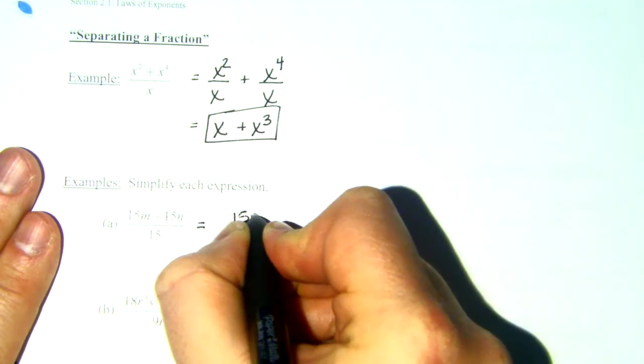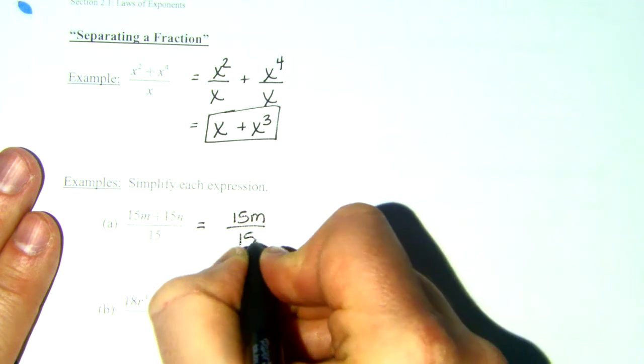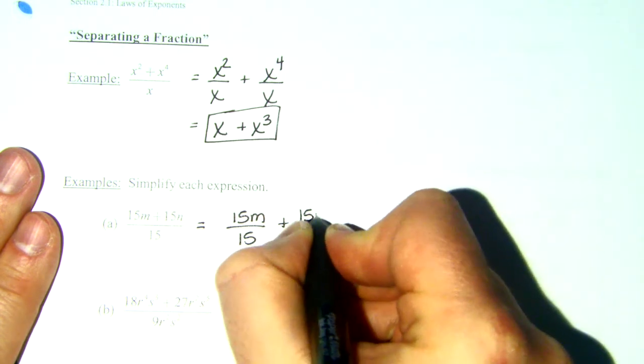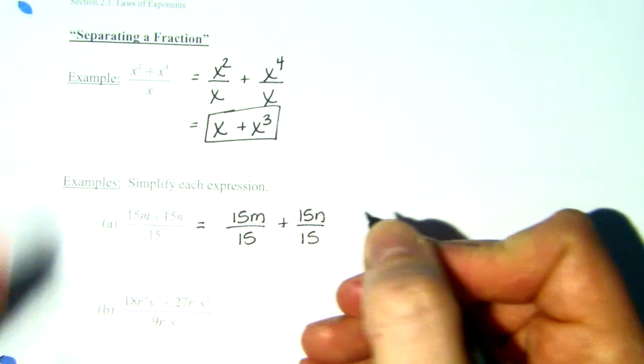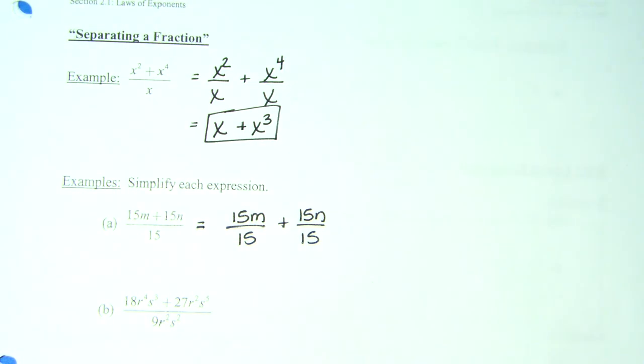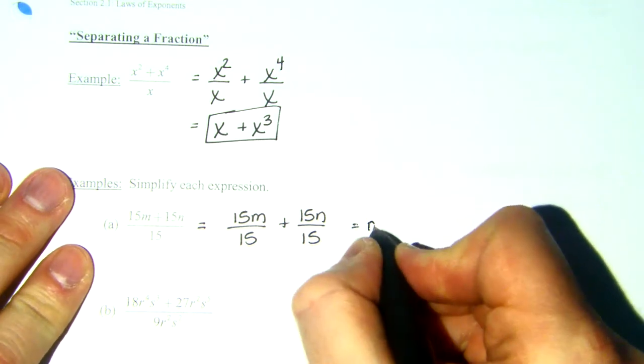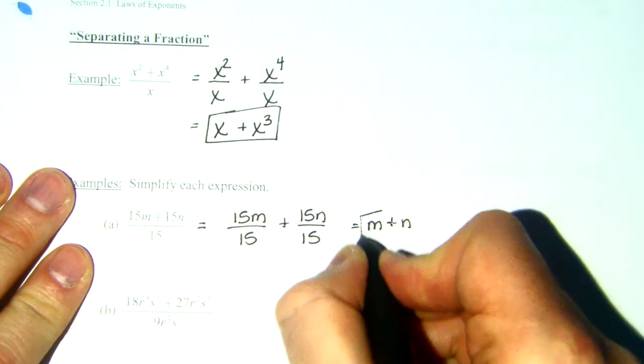Next one, we have 15m over 15 plus 15n over 15. You go finish that off and send the answer into Edpuzzle. This is just m plus n. Done.